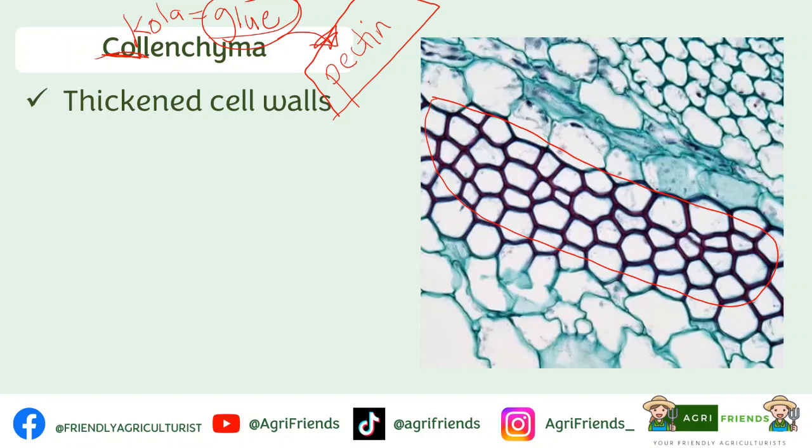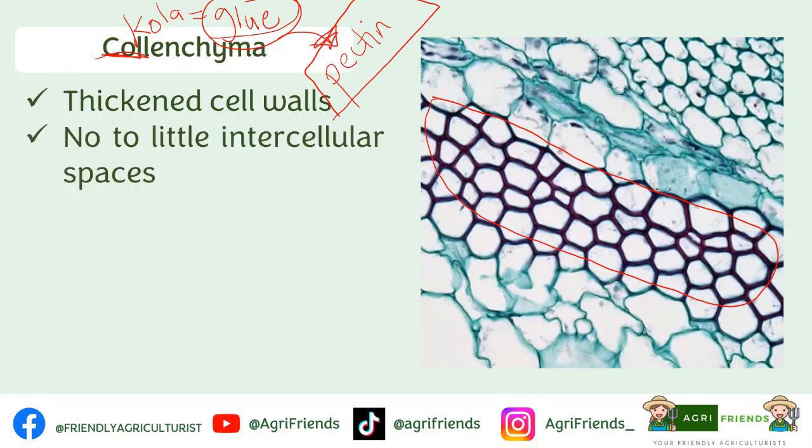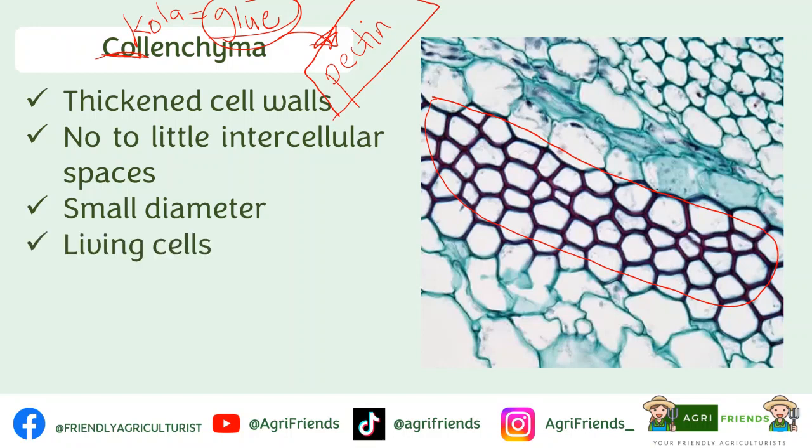And because of this pectin, these cells are closely packed. So they have no or little intercellular spaces. And since they have thickened cell walls, the diameter is small. Therefore, the cytoplasm is in small amount. But they are living cells at maturity.